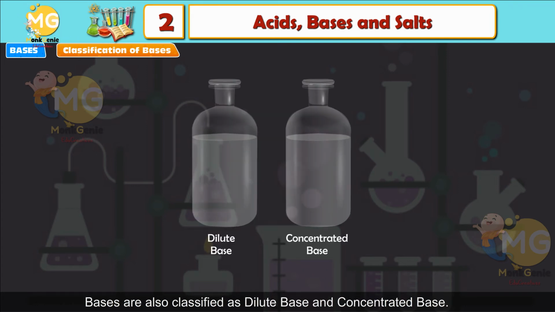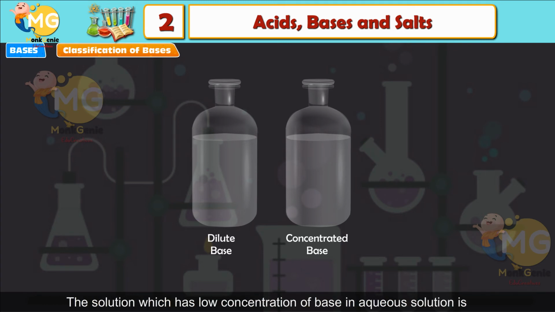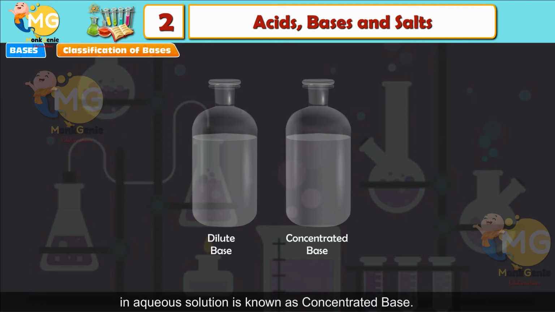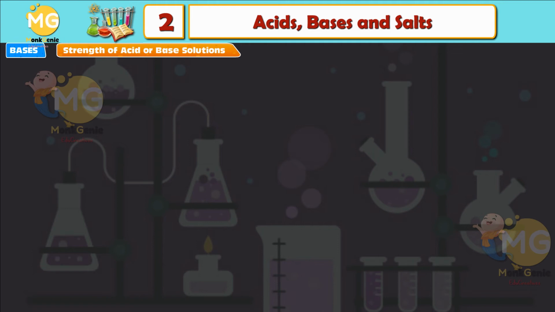Bases are also classified as dilute base and concentrated base. The solution which has low concentration of base in aqueous solution is defined as dilute base, whereas the one which has high concentration of base in aqueous solution is known as concentrated base. Strength of acid or base solutions.